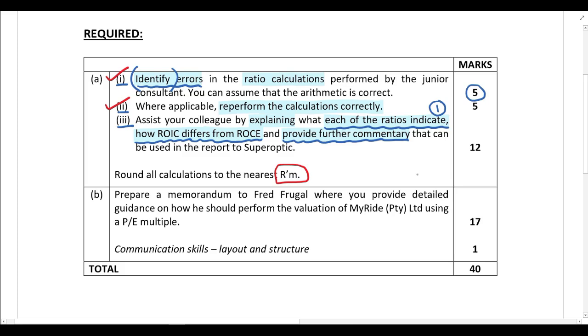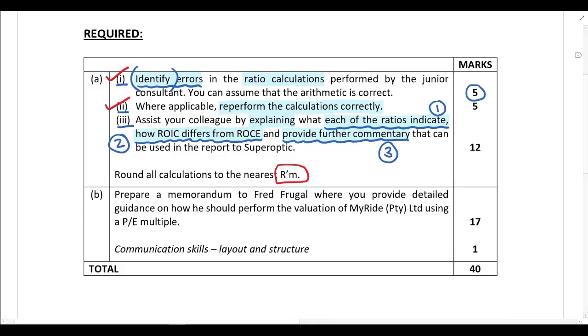First, you're going to have to explain what each of the ratios indicate. Then you're going to have to explain how return on invested capital differs from return on capital employed. And then lastly, you're going to have to provide further commentary that can be used in the report to Superoptic. So please make sure that you answer all parts of the required.